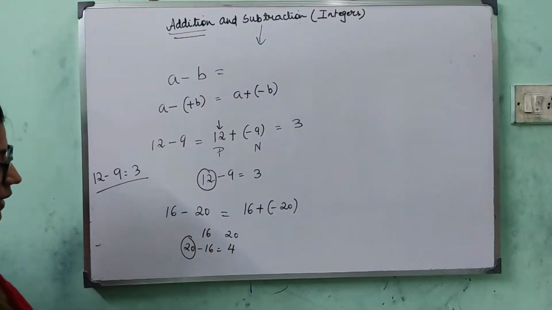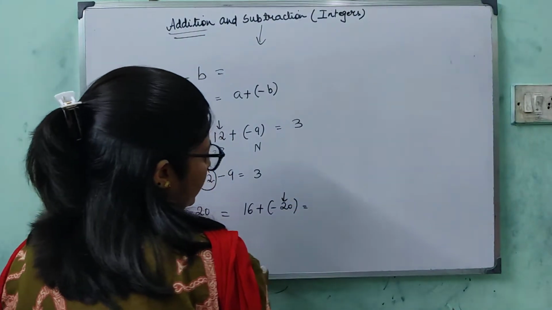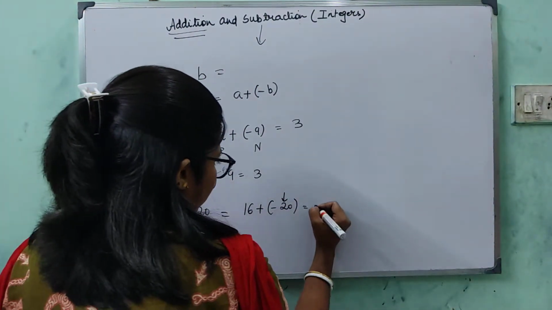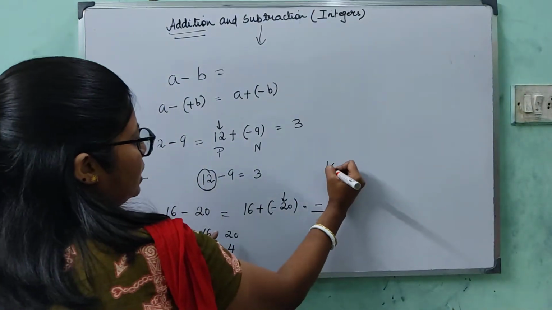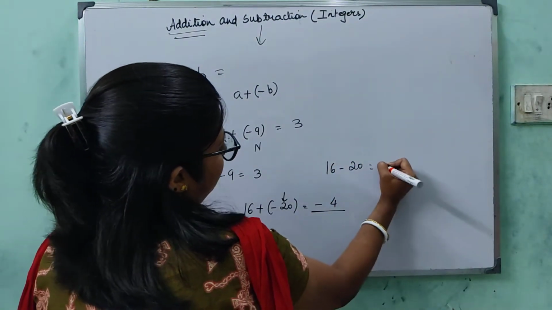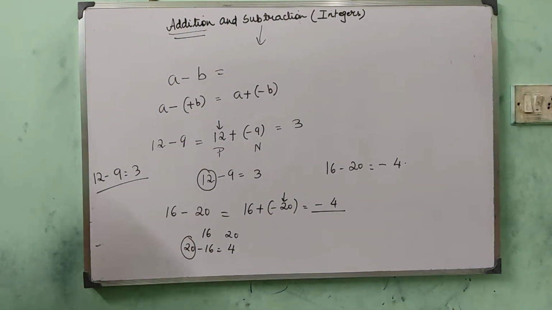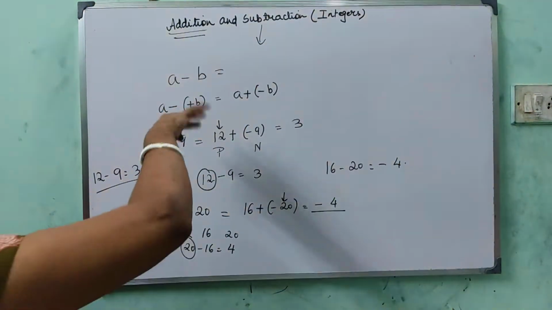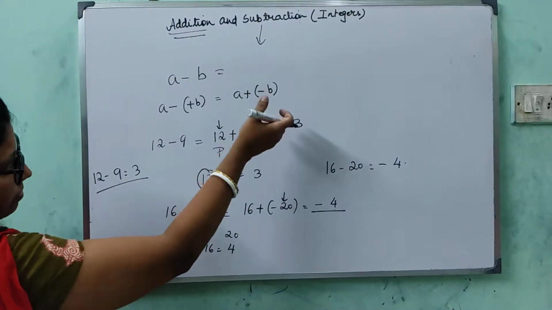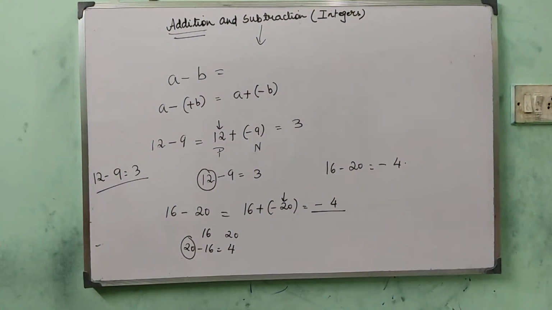Now what is the sign of 20? That is minus. See, 20 is having a minus sign. So that is equal to minus 4. So 16 minus 20 is equal to minus 4. So what are we seeing over here? Whenever we are given a subtraction problem, we change it into an addition problem, and we can do it just the way we learned how to do addition of the integers.